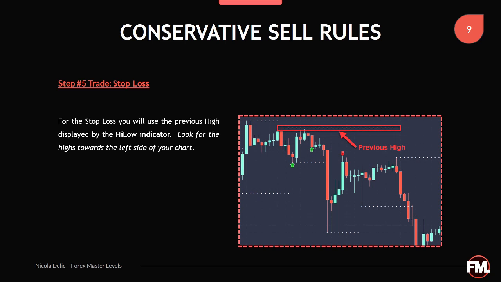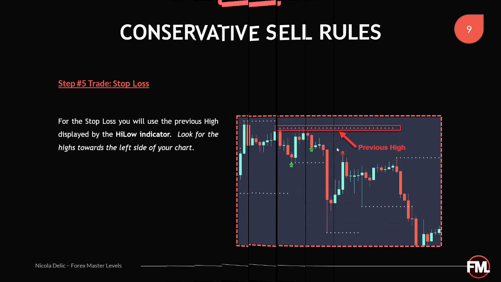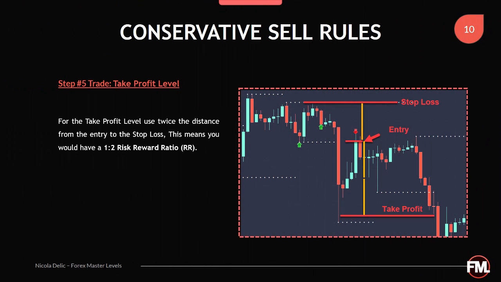For stop loss, we will use the previous high displayed by the high and low indicator. Look for the highs towards the left side of your chart. So if this was our short signal, we are looking on the left, and the first high that our indicator printed was here. For take profit level, use twice the distance from the entry to the stop loss. This means you would have a 1 to 2 risk-reward ratio.